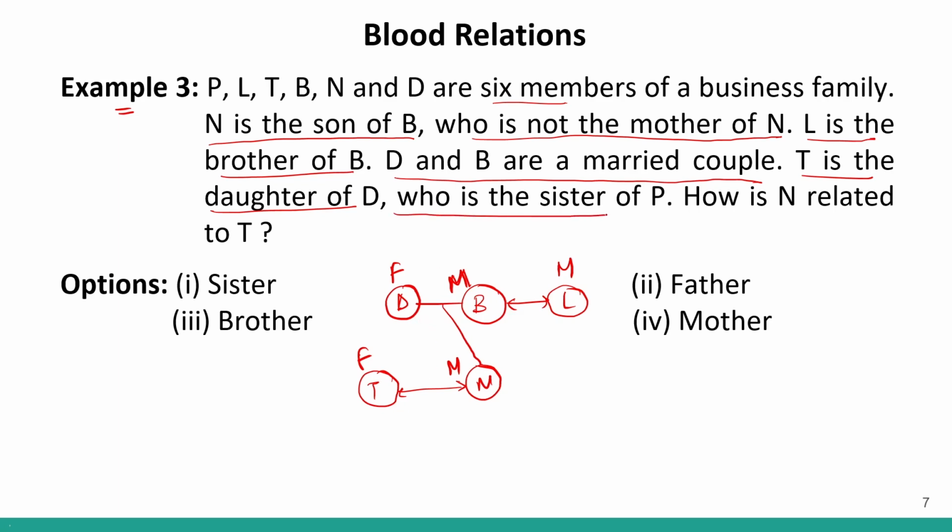And D is the sister of P. So D also has a sibling P, and D is the sister. D's gender is known but P's gender is not known. Okay, so this will be the family chart.